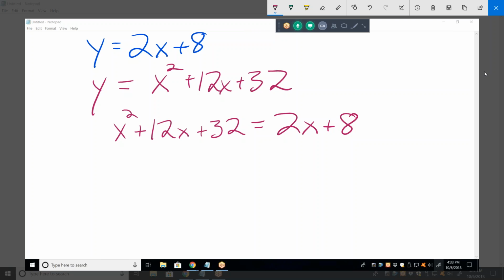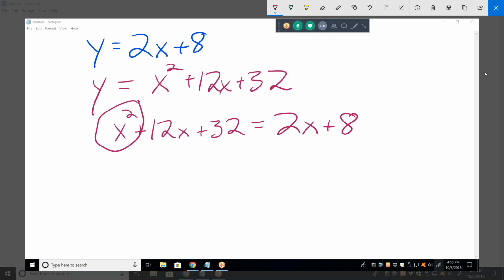Get everything on one side, 0 on the other. Okay, can we start off with minus 8? No, we're going to put everything on the left side because we already have a positive coefficient in front of that x squared. So whatever you find on the right side, move it to the left side, because we always want 0 on one side when we're trying to solve a quadratic.